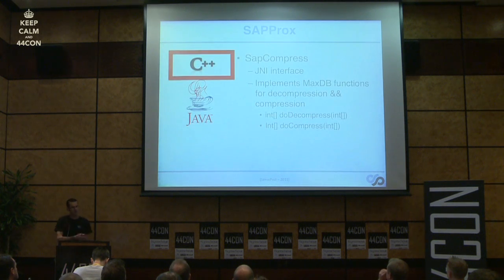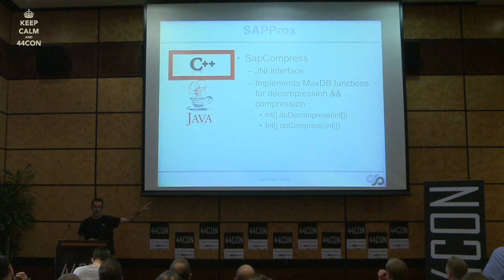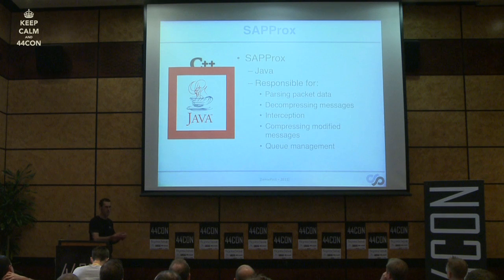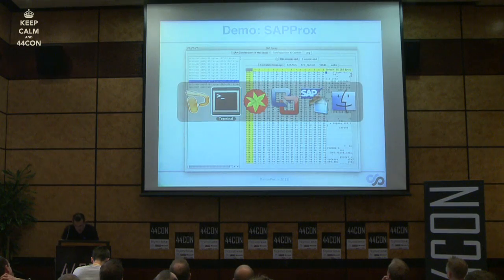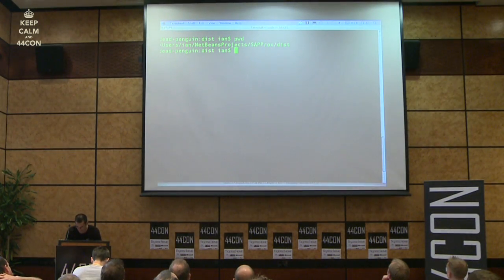And it consists of a JNI interface, which is our custom JNI interface. The difference is it's now got a doDecompress method and a doCompress method. And then we've got a Java component which is responsible for the GUI and the queue management, et cetera, et cetera. And how it works is like so.